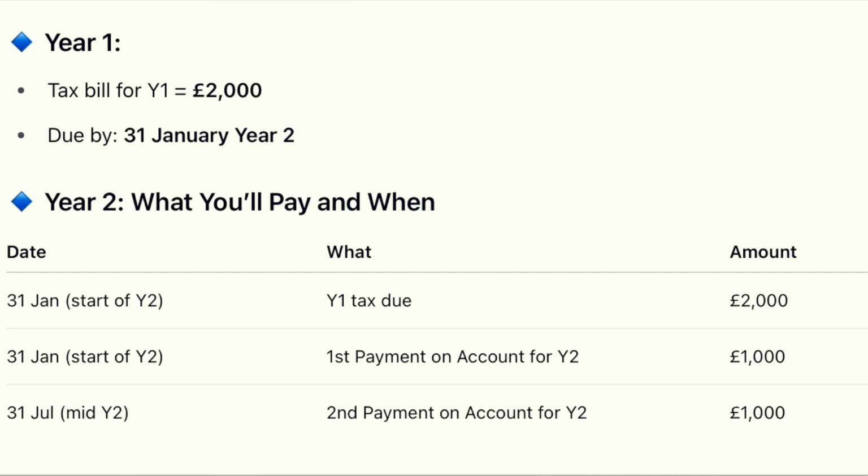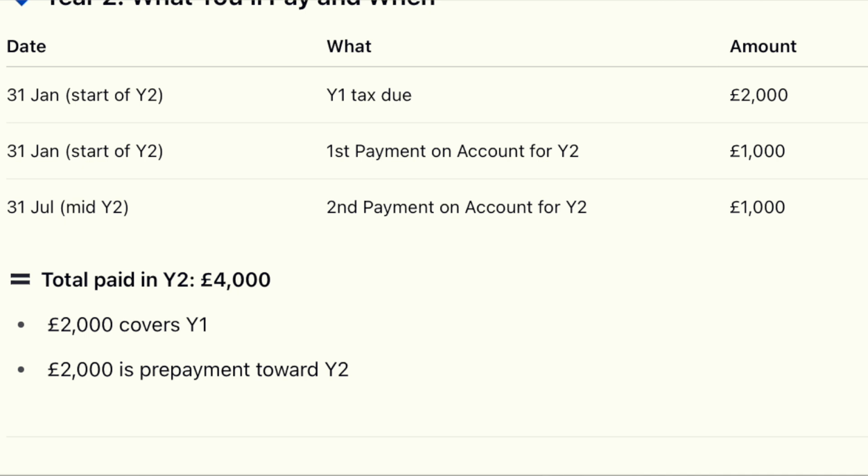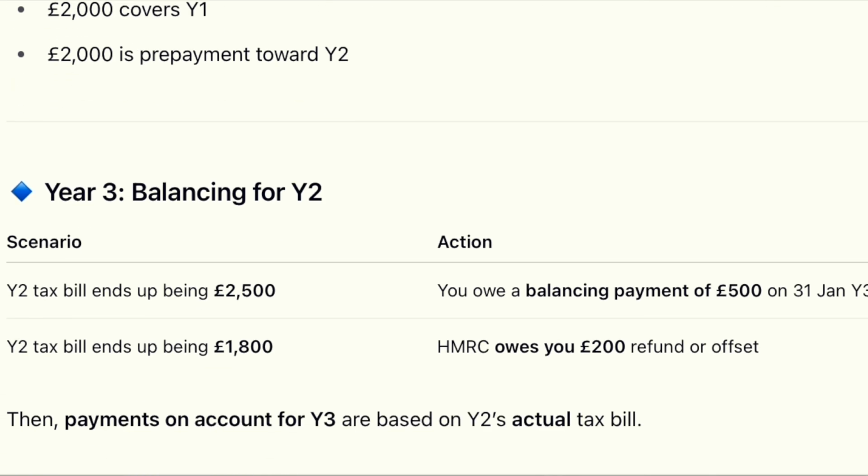So actually what you'll find is that your total tax paid in year 2 will be all the amount that you owe from year 1, and the 2 lots of 50% of the same value that you earned during the year in year 2, and you'll then pay a balancing payment in year 3 at the start of that. So you'll see here, if at the end of year 2 your tax bill ends up being £2,500, you will owe just £500 on the 31st of January in year 3 because you've already paid £2,000 in the previous January and July.